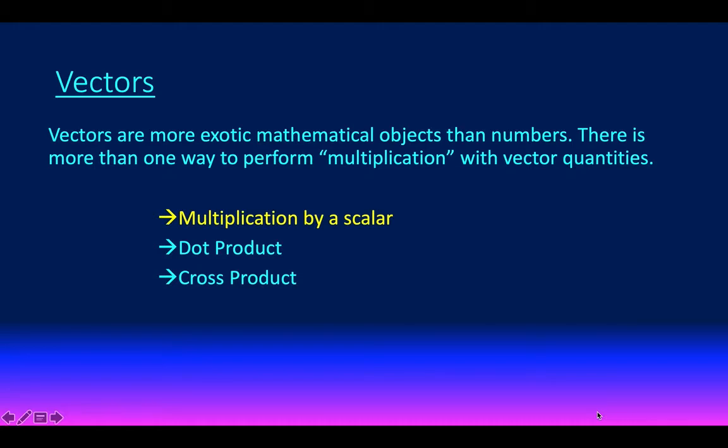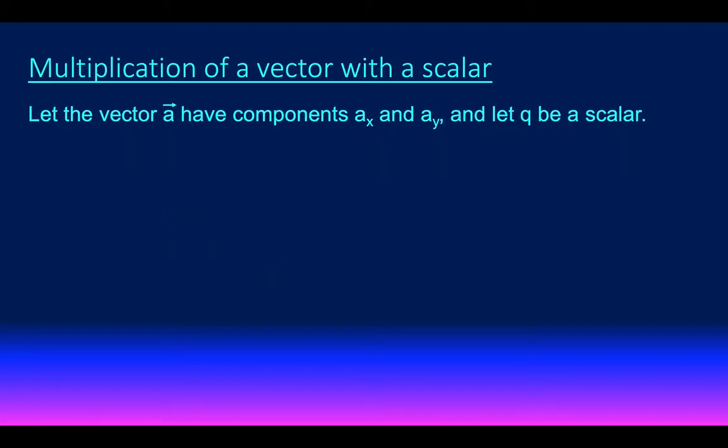Now, the only type of vector multiplication we're going to explicitly work with in this course is multiplication by a scalar. We technically will encounter dot product and cross product in this course, but we're not going to explicitly point out that we're encountering it here.